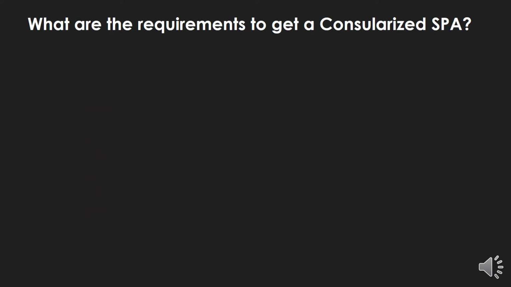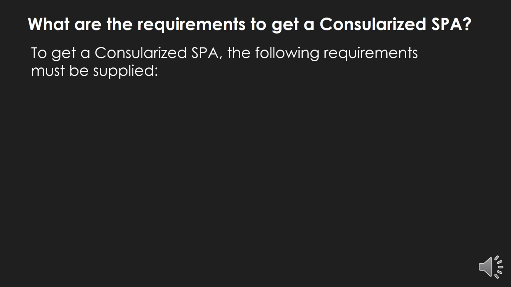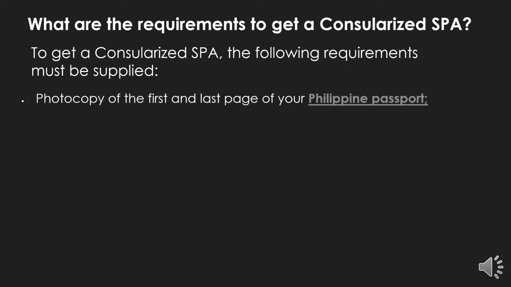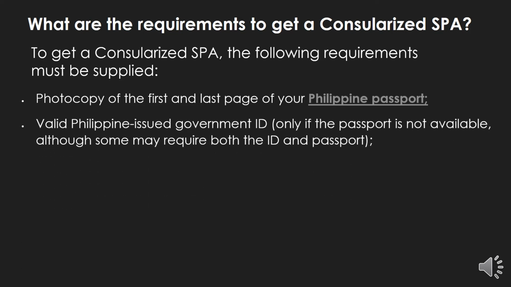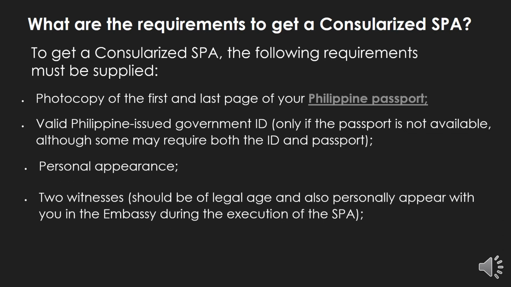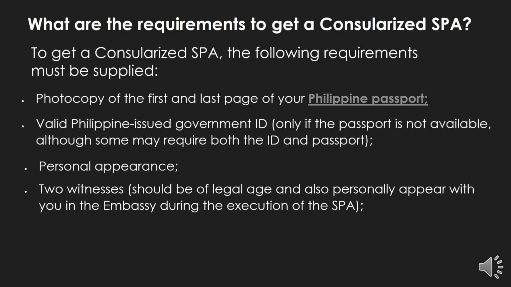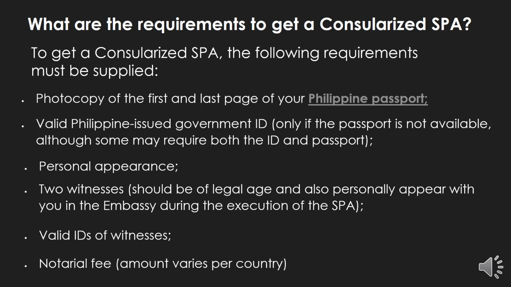Now, what are the requirements to get a consularized SPA? To get a consularized SPA, the following requirements must be supplied. First, a photocopy of the first and last page of your Philippine passport. A valid Philippine-issued government ID only if the passport is not available, although some may require both the ID and the passport. Next is personal appearance. This is very important. And two witnesses, who should be of legal age and also personally appear with you in the embassy during the execution of the said SPA. Valid IDs of the witnesses and notarial fee, and this will vary per country.